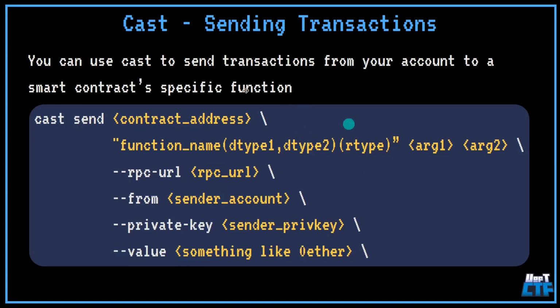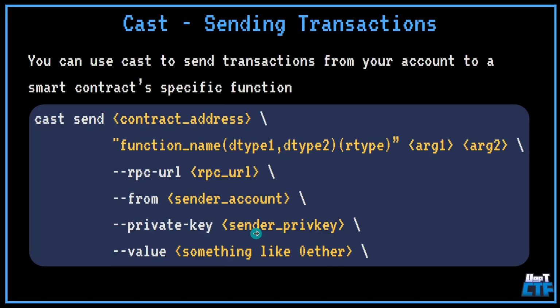Cast is if you want to send specific transactions. So let's say you just want to send a transaction, you can send it to an address and a function, and you can send it some arguments. So this is for a smart contract. You can also send it to just regular user accounts. You just don't include the function name. You just make the function signature empty quotes with nothing inside.